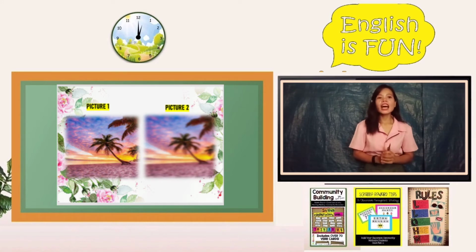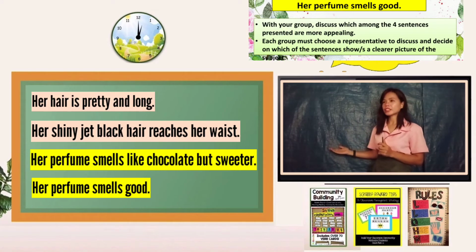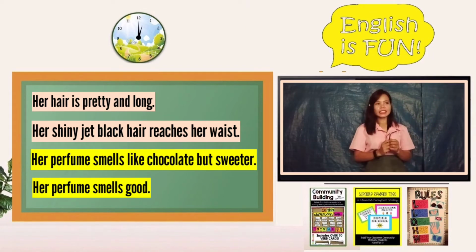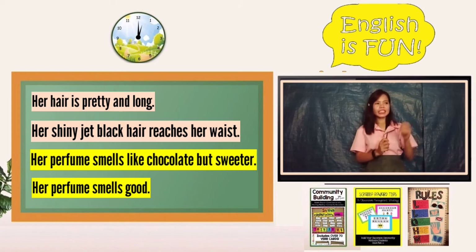But before that, I need a volunteer to read the 4 sentences here on the board. Anyone? Please raise your hand. Yes, Doris. Her hair is pretty and long. Her shiny jet black hair reaches her waist. Her perfume smells like chocolate, but sweeter. Her perfume smells good. Thank you, Doris. You may now take your seat.